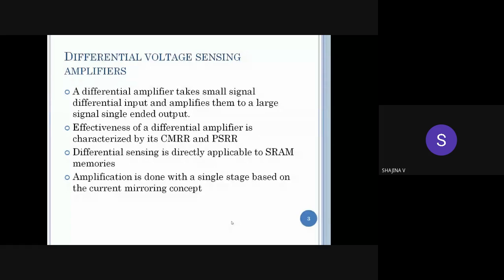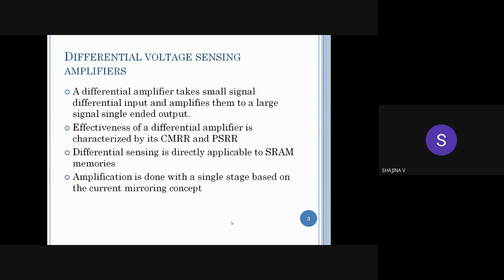Now this differential sensing concept, the differential voltage sensing amplifier, can be used simply in different applications of sense amplifiers we mentioned earlier. But this differential voltage sensing concept is directly applicable to SRAM memories, because if you think about the SRAM memory concept, there during read operation we have bit and bit bar lines, right? So how is the read operation performed there? We are initially precharging the parasitic capacitance associated with the bit and bit bar lines, right?